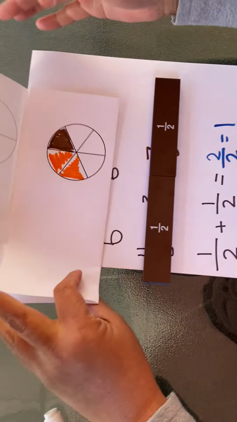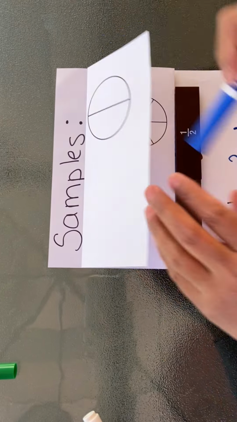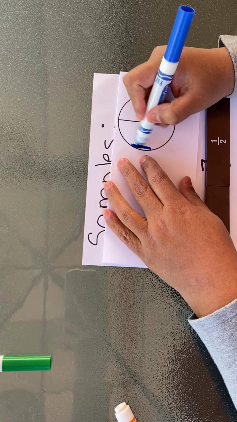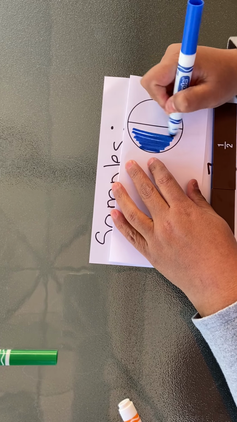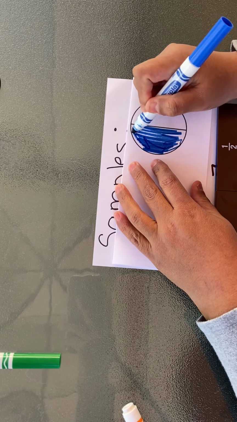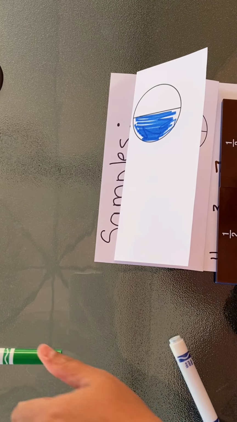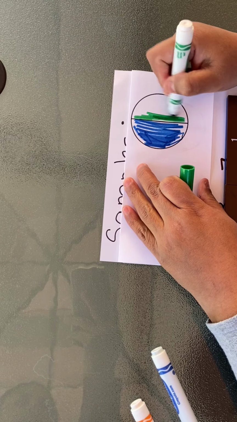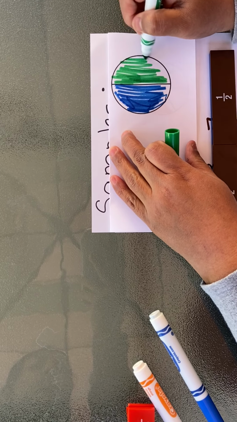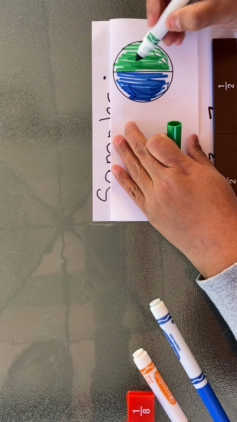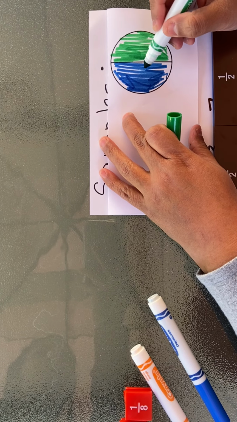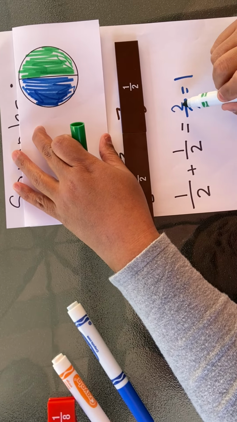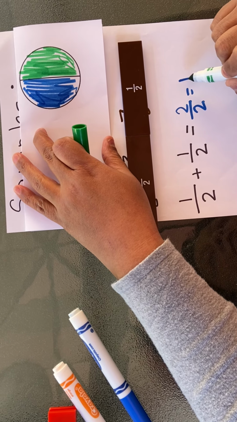We can do the same with our circle pictorial. 1/2 plus 1/2 is, we can fill in 1 section right here, 1, and we can fill out the other section, 1/2. And we can ask the students how many sections of 1/2 are filled in. 1 and 2. So 1/2 plus 1/2 equals 2 over 2, which equals the 1.